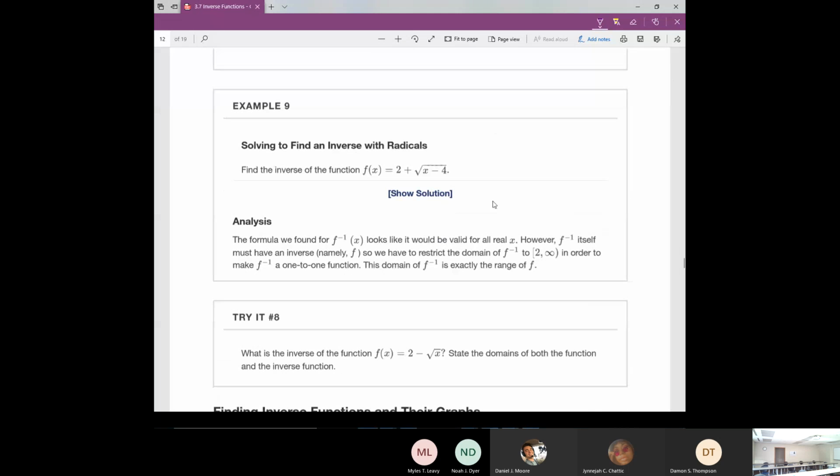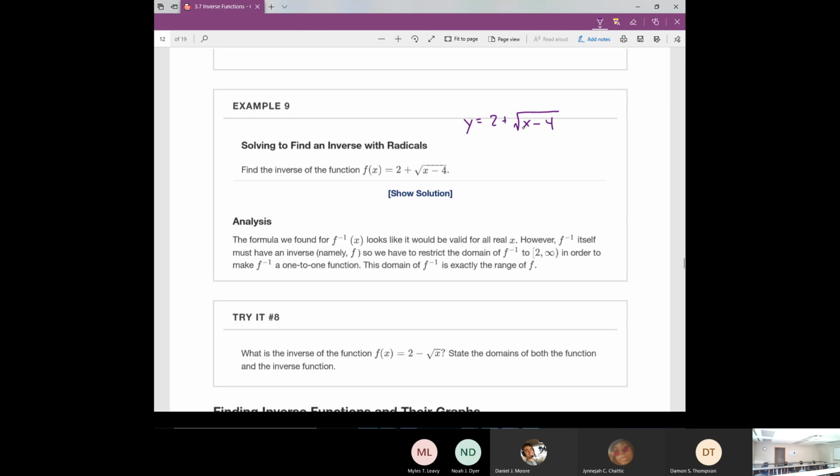Let's do this one more time using a little more complex functions. How do I solve for y with this one? Remember, this is similar to saying y, my function, is equal to 2 plus the square root of x minus 4.